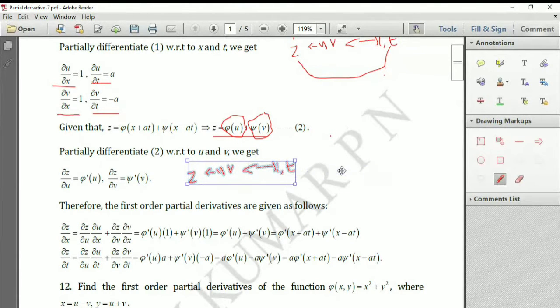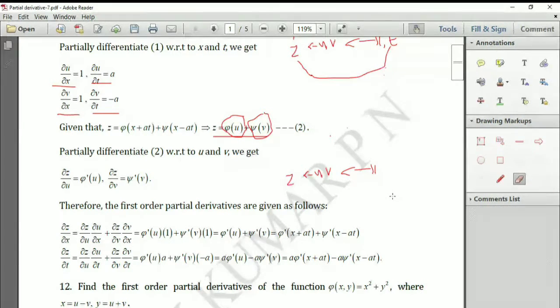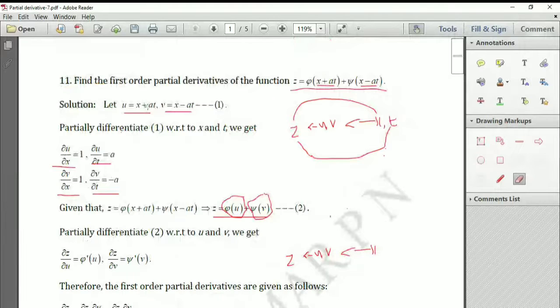Z is a function of u and v, and your u and v are functions of x as well as t. Now, first, we'll do one thing. We'll keep t constant and we'll vary only x. Whenever there is a rate of change in x, your u and v also change, because u is x plus at, v is x minus at. When the value of x changes, the value of u also changes, v also changes. When the value of u and v changes, your z also changes, because z is phi of u plus psi of v. So that also changes.